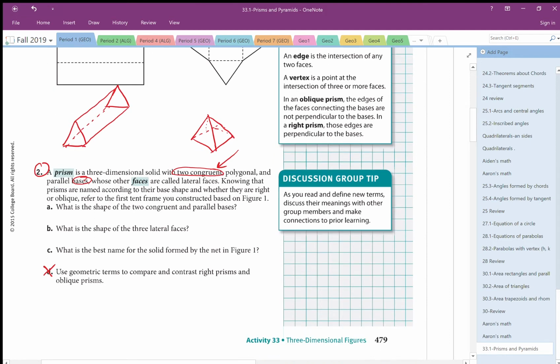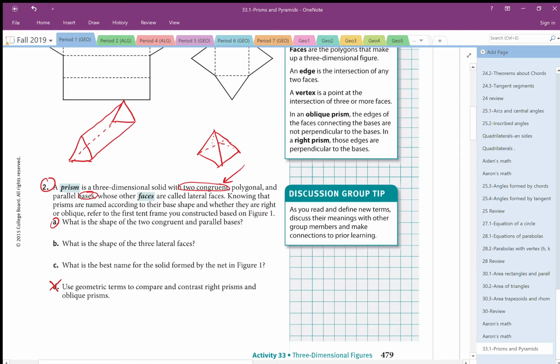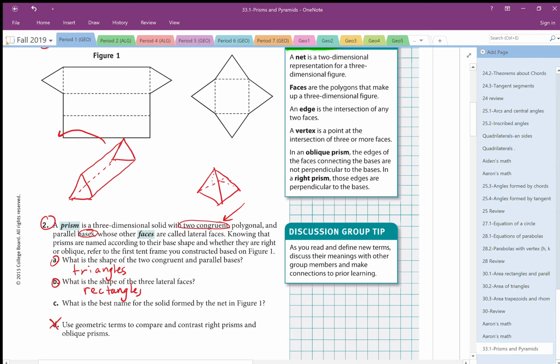Letter A, what is the shape of the 2 congruent and parallel bases in the first figure? Well, the 2 bases are triangles, right? If I were to move the shape so it was standing upright, then the bottom and the top would be triangles. Letter B, what is the shape of the 3 lateral faces? Rectangles. I hope you agree with me. Just from the net, from this first picture they give you, there are 2 bases, the triangles, and 3 sides or faces, which are rectangles.